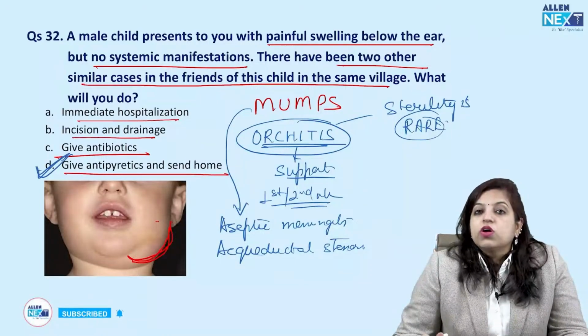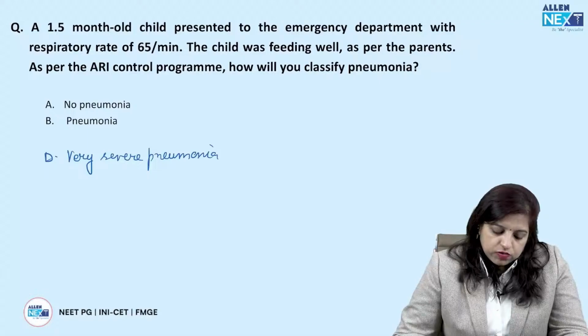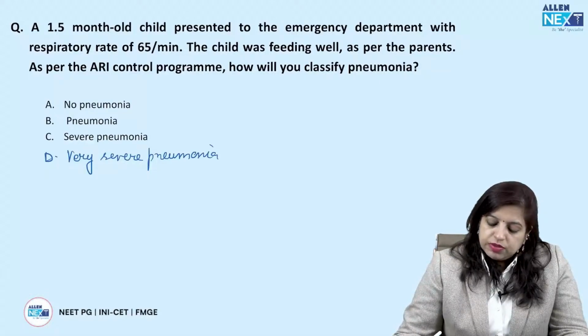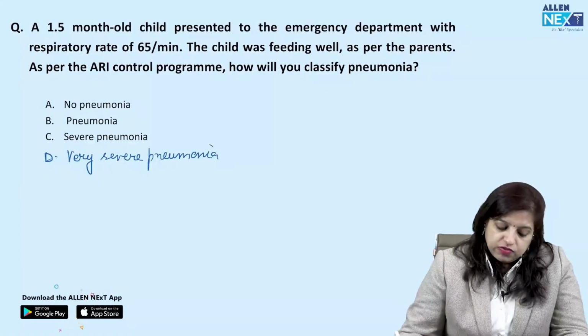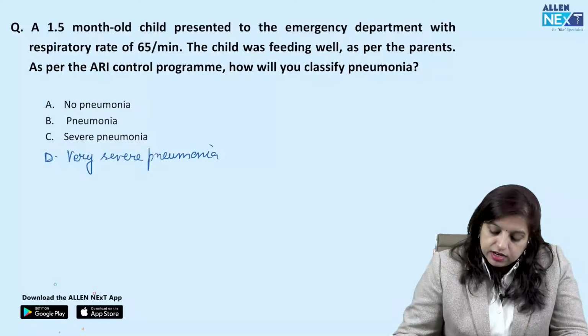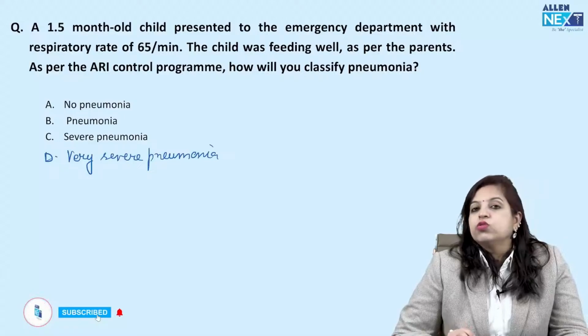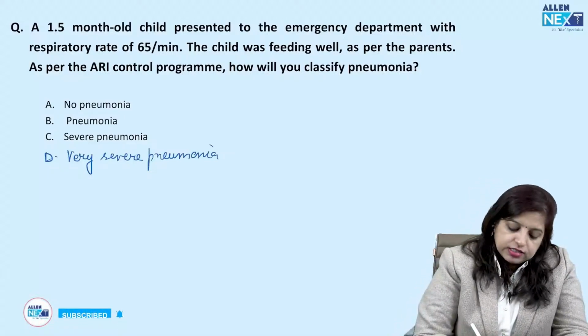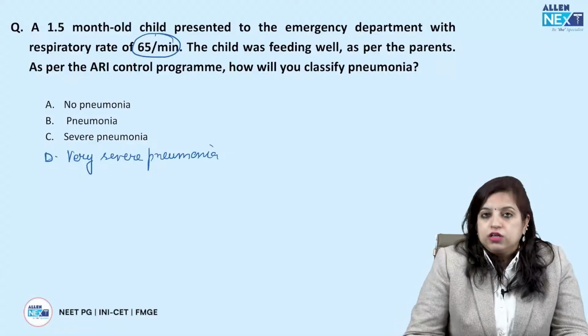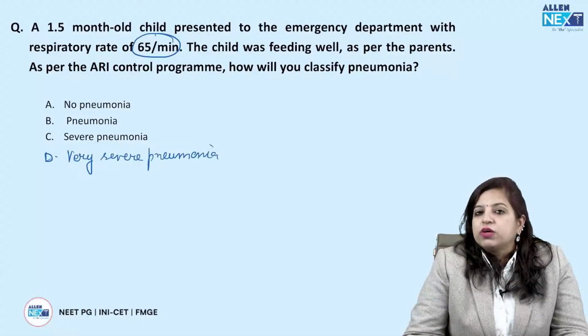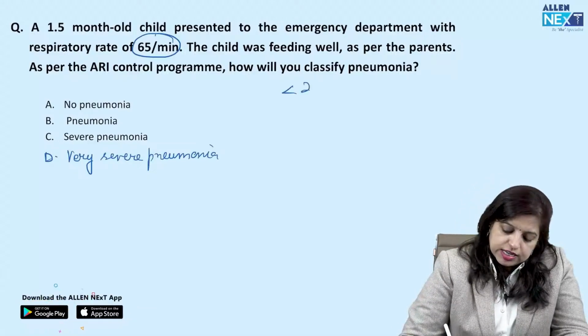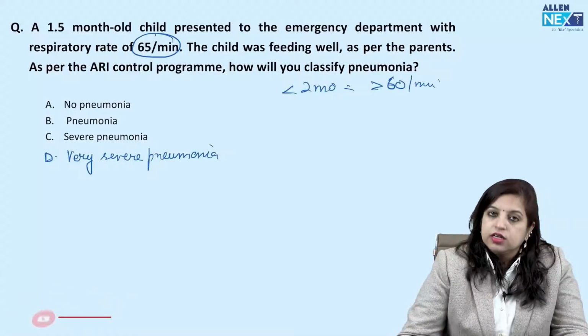Okay, now let us move on to the next question. A 1.5-month-old child presented to the emergency department with a respiratory rate of 65 per minute. The child was feeding well as per the parents. As per the ARI control program, how will you classify this pneumonia? So definitely 65 per minute is tachypnea for a 1.5-month-old child. We know this classification: less than 2 months, a respiratory rate of more than 60 per minute is tachypnea.